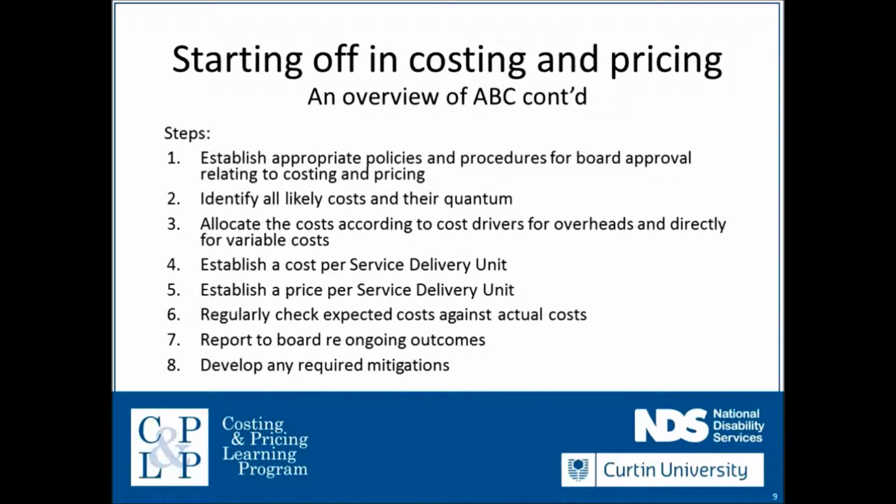We then allocate those costs according to cost drivers. I'll come back to cost drivers and overheads shortly. However, for the moment, we need to allocate those costs according to cost drivers for overheads and directly for variable costs. We need to establish a cost per service delivery unit and establish a price per service delivery unit. That is, we need to establish how much it costs to deliver each iteration of service and what we're actually receiving for each iteration of service in order to be able to make that target price gap calculation.